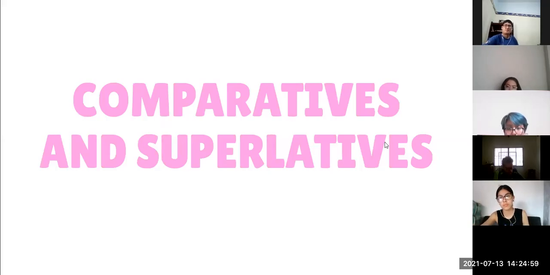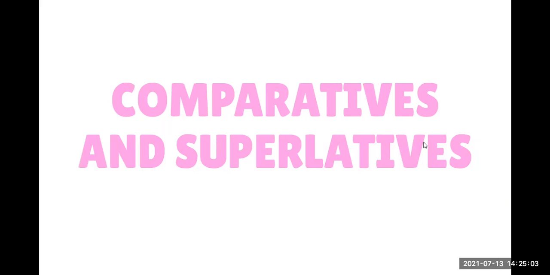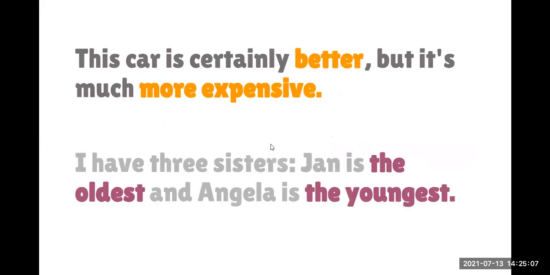So today we're going to talk about superlatives and comparatives. We are going to remember some of the rules, okay? For example, here I have two sentences. This car is certainly better, but it is much more expensive. And the other, I have three sisters. Jan is the oldest and Angela is the youngest.